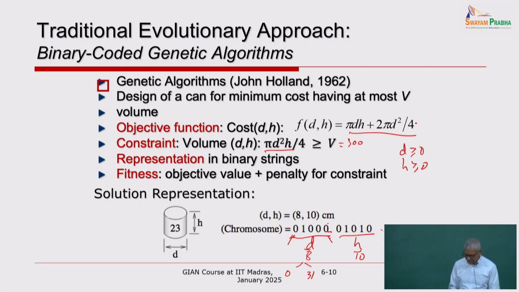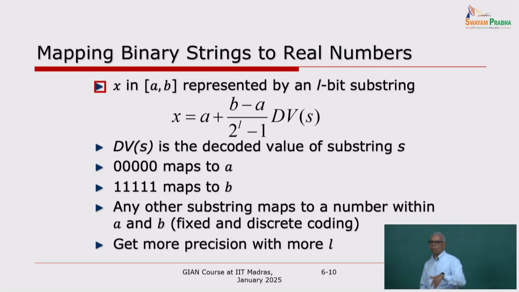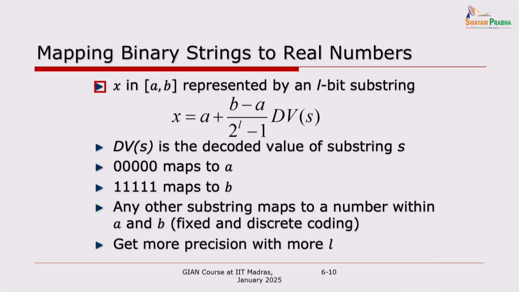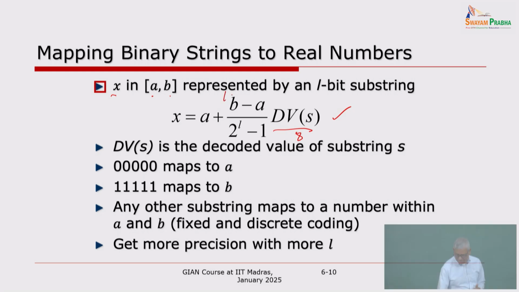I'm not going to solve it here. I'm just going to show you how one iteration of the GA will work. So first of all, for any x that is coded between A and B, here is the mapping. You get the decoded value like 8, and if B is 10, A is 2, then L, if you choose 5 bits, then this gives you the corresponding x, and they will all have uniform distribution.